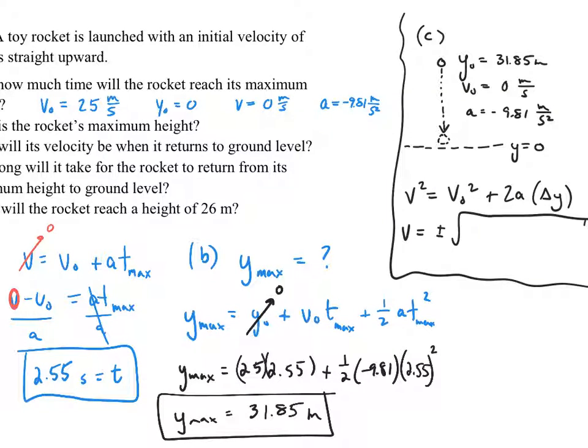Okay, v0. v0 is 0, though, so that drops off, actually, right? We don't need v0 anymore. So this just becomes plus or minus the square root of 2a delta y, which will give us a negative number. Why is it negative? For sure. Why is it negative on the way down? Because it's falling downward.